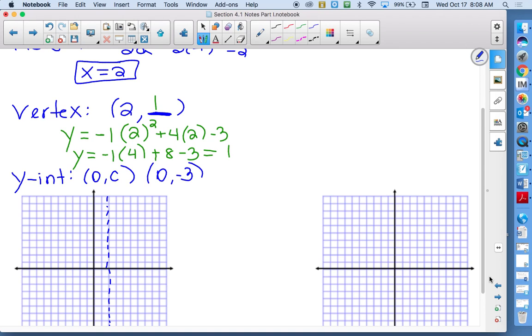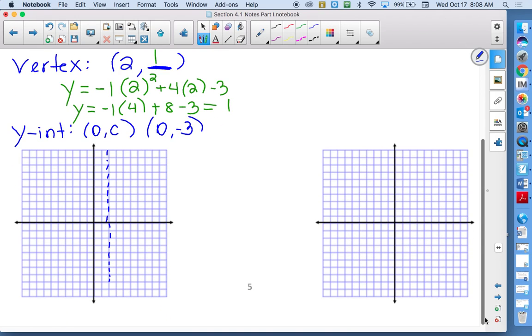On this line is also a vertex at (2, 1). So on the line, over to 2, up to 1. That would be our vertex. And then my third point, or third piece of information, is the y-intercept, and that's at -3 on the y-axis. That's what a y-intercept is. So 1, 2, 3. Now this is supposed to make a U, or an upside down U.